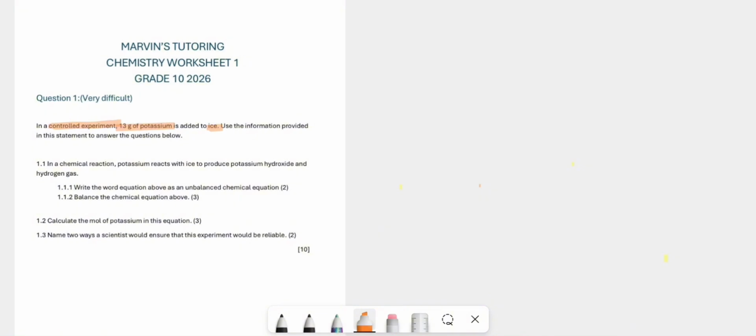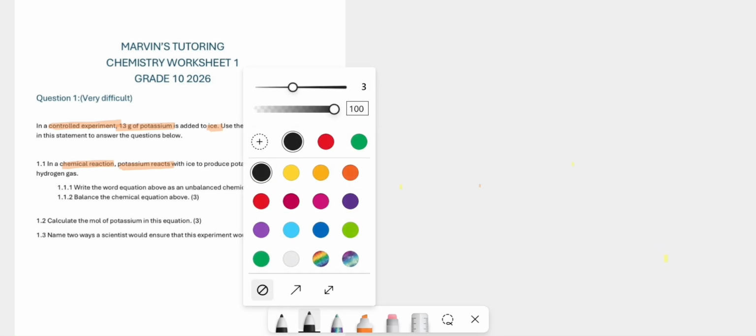Then 1.1 says, in a chemical reaction, potassium reacts. Okay, in a chemical reaction, that is important. Potassium reacts with ice to produce... that tells you that your products are being formed. So your products are being formed. The word produce tells you that your products are being formed. So that means whatever is here is what's going to come after the arrow. Okay. Produce potassium hydroxide and hydrogen gas.